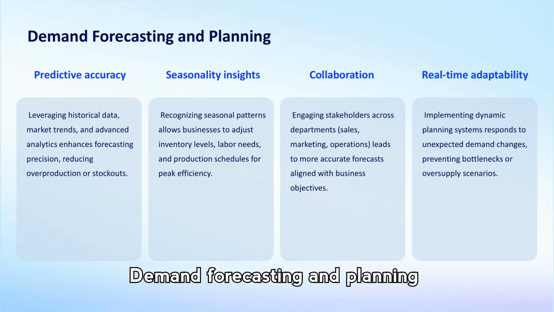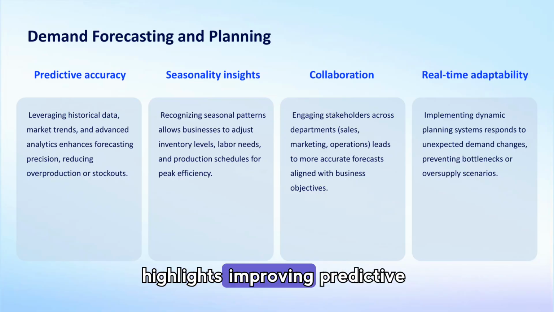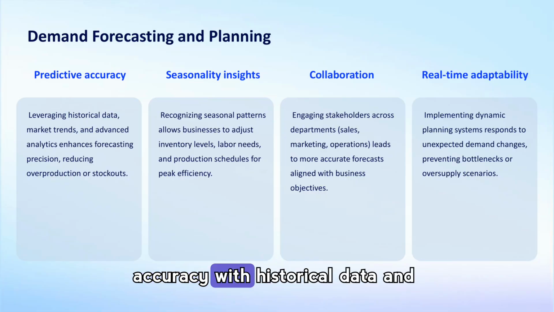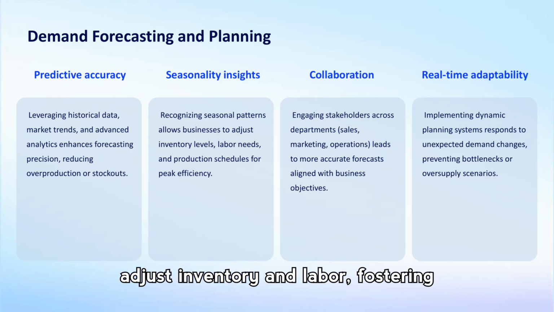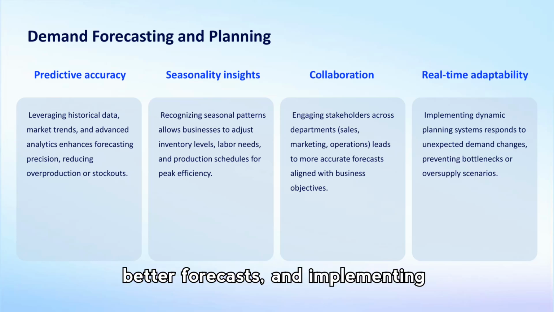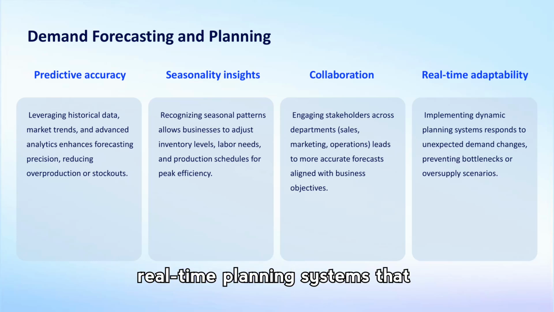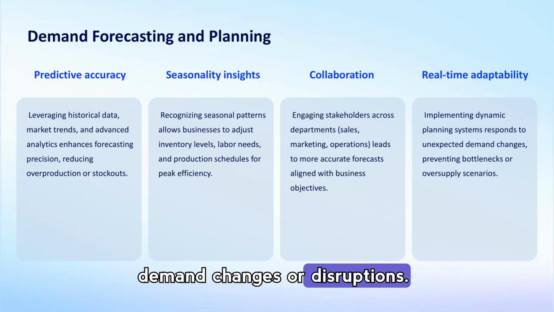Demand forecasting and planning are about predicting future needs and aligning resources. The slide highlights improving predictive accuracy with historical data and analytics, recognizing seasonality to adjust inventory and labor, fostering cross-functional collaboration for better forecasts, and implementing real-time planning systems that adapt quickly to unexpected demand changes or disruptions.